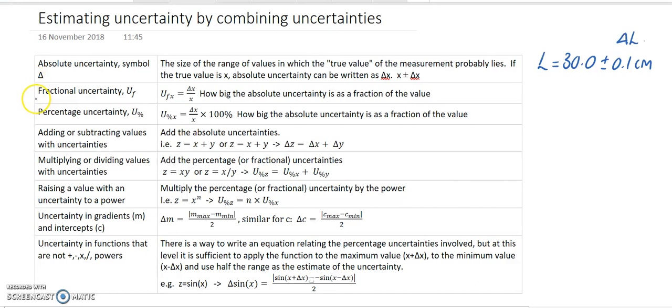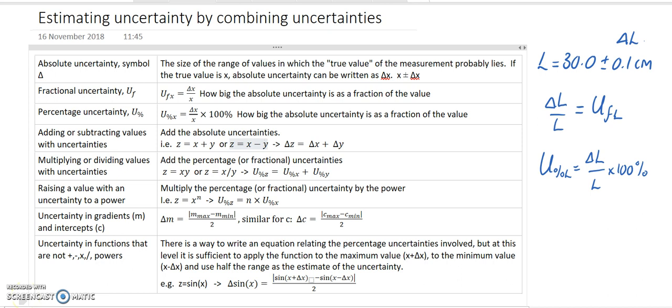The fractional uncertainty is delta L over L. I don't tend to use that one very much, but for the sake of argument anyway, I'm going to give it a symbol. The one I use more commonly is the percentage uncertainty, which is the absolute uncertainty on L divided by L times 100%. I prefer the percentage because it's more human readable.